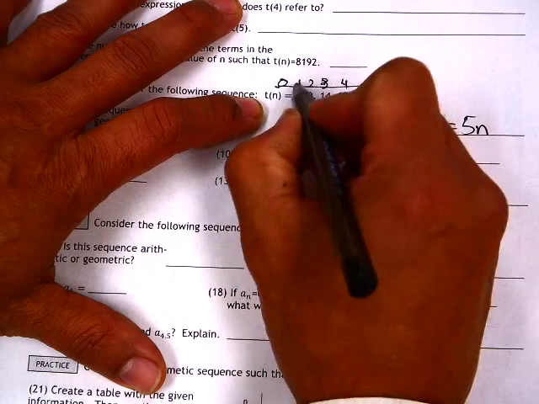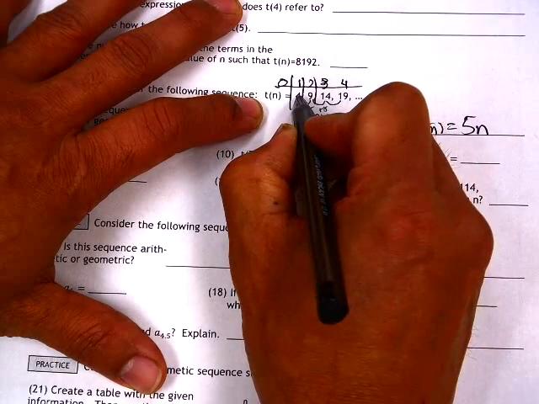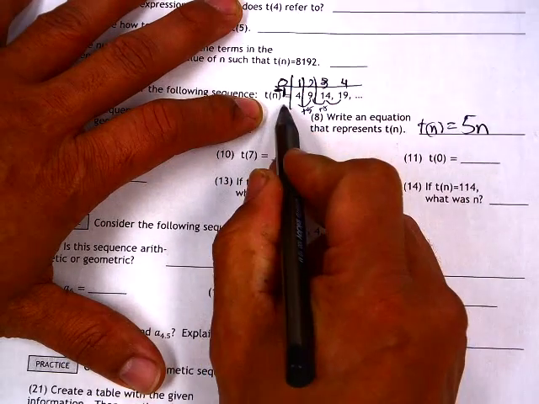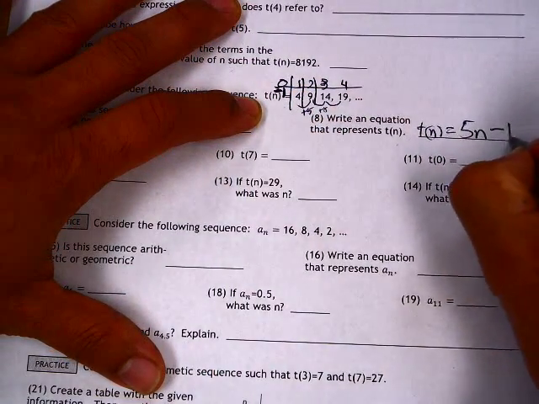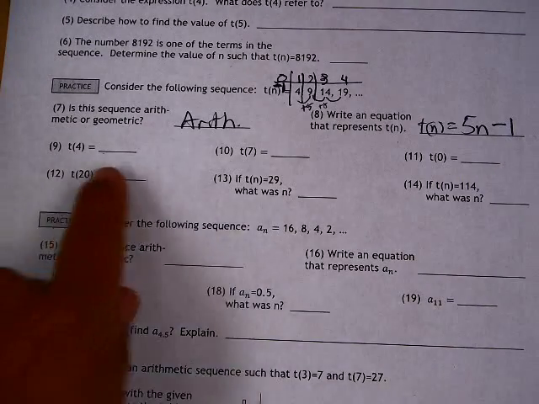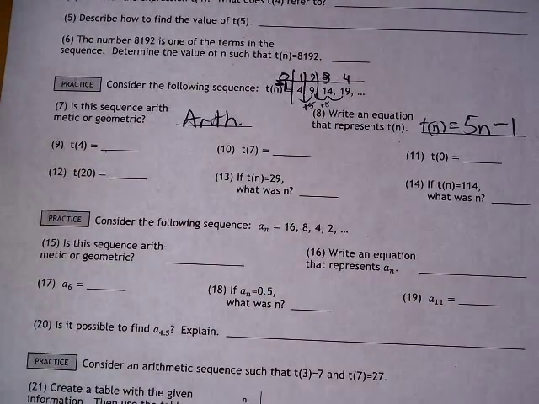So we need to work backwards. 4 minus 5 would be a negative 1. So the initial value is a negative 1. So it's 5n minus 1. From there we can answer all these questions by just plugging it in.